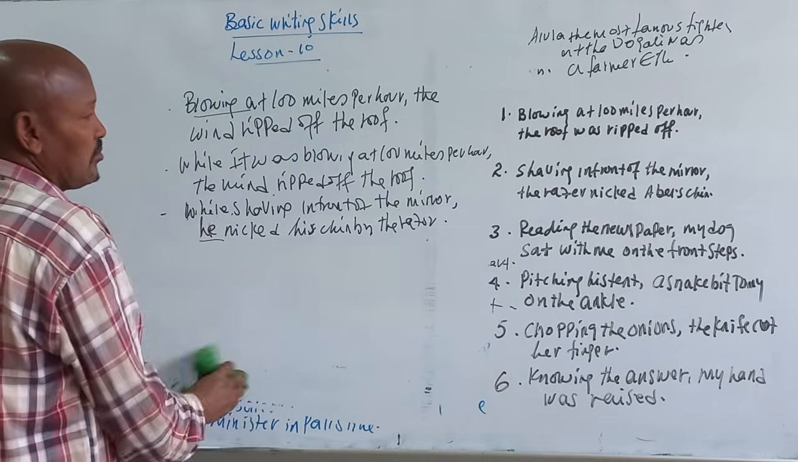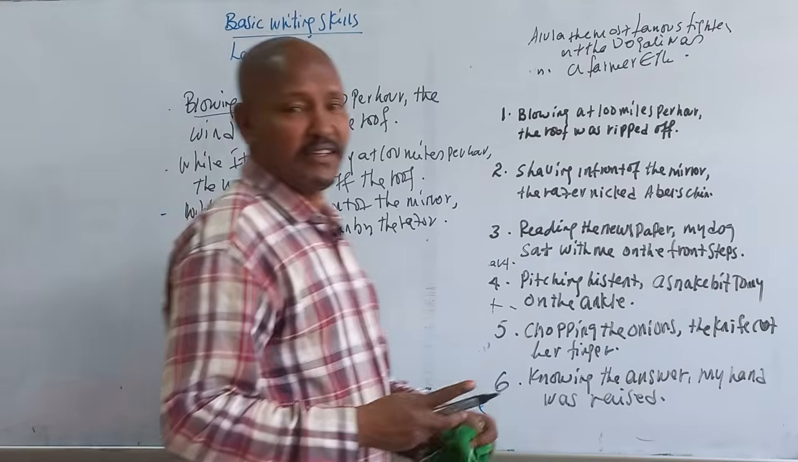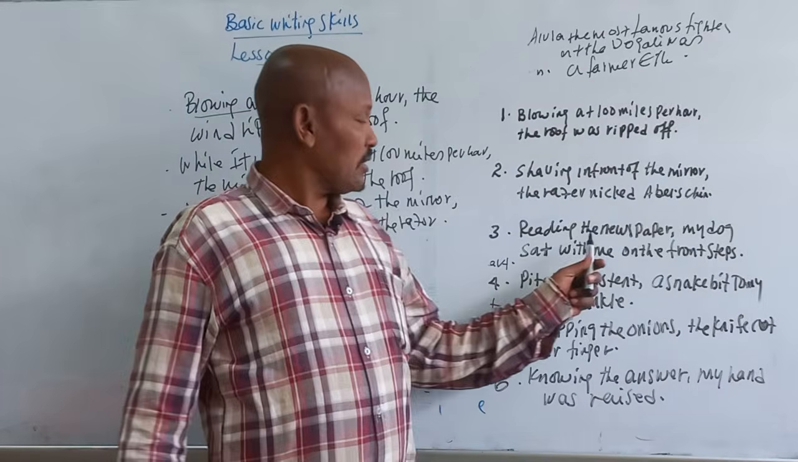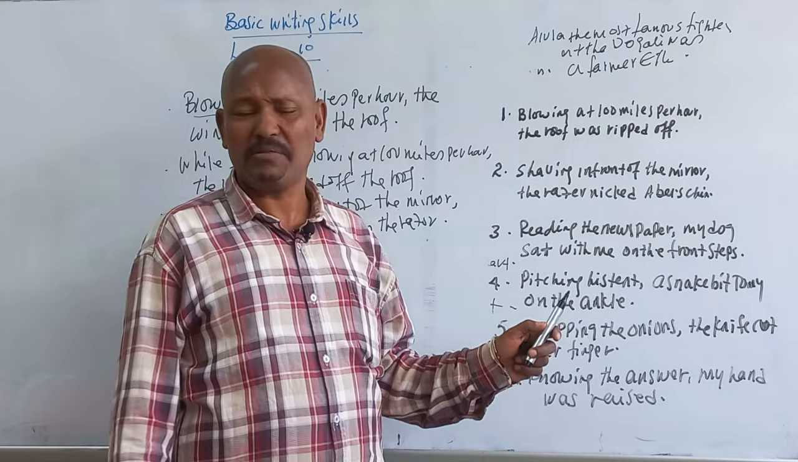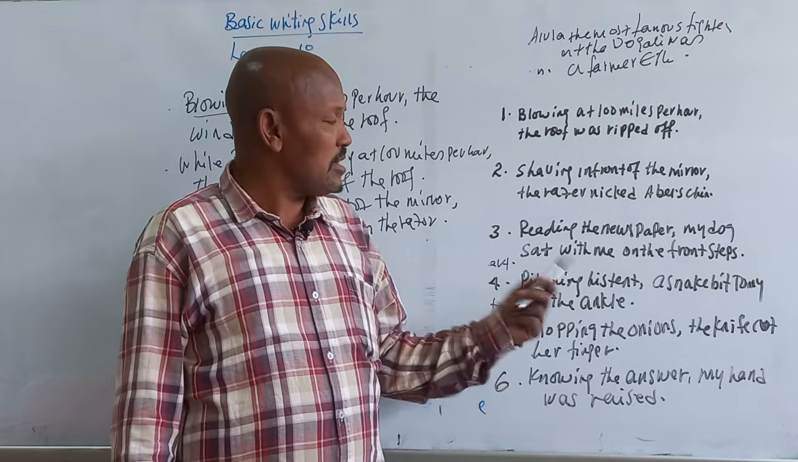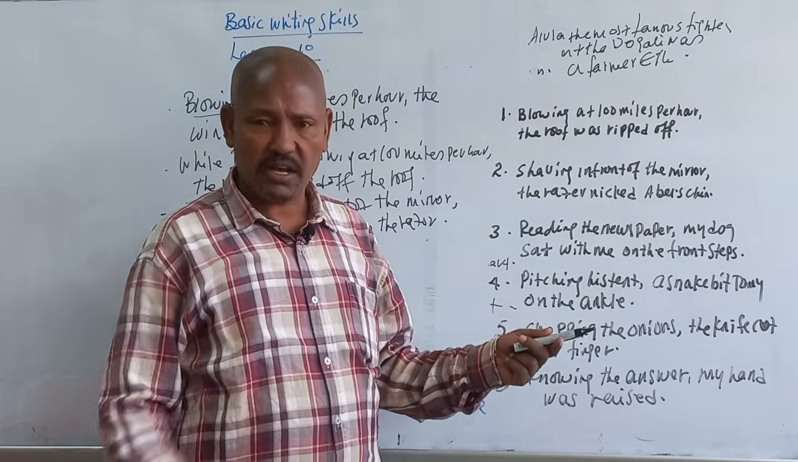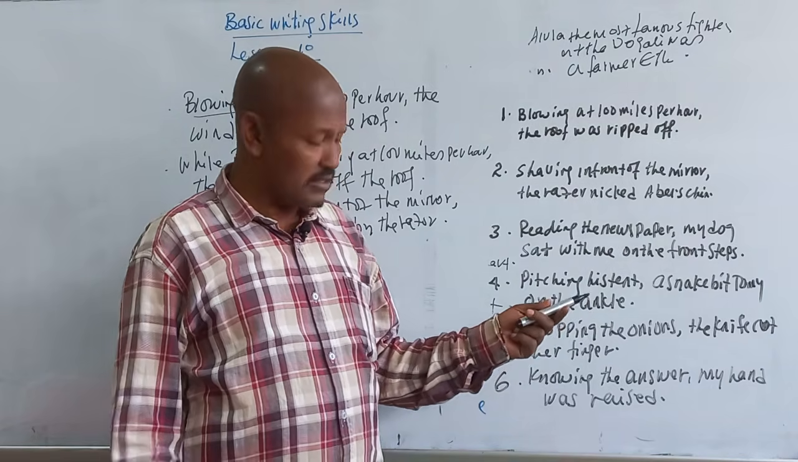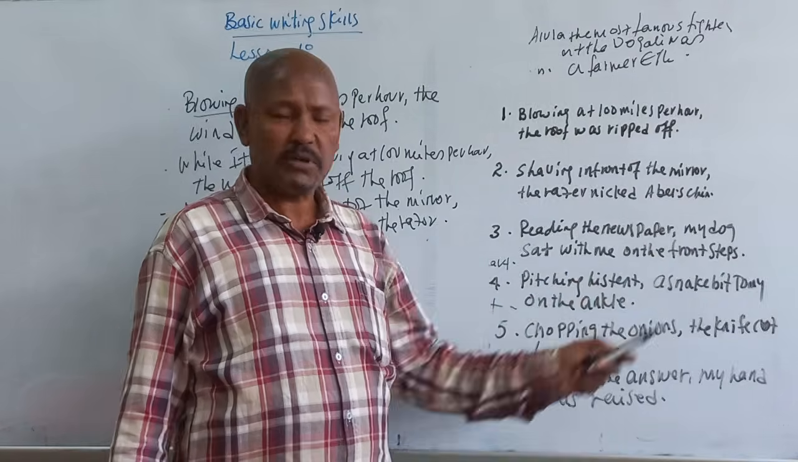The third question here. Let's look at the third question: reading the newspaper, my dog sat with me. All right, fine, clear question. Reading the newspaper, my dog sat with me on the front steps. It is a meaningless sentence. It says while I was reading, the dog sat in front of me on the front steps. So what does this mean? Here it talks about me, here it talks about the dog. There is a problem.